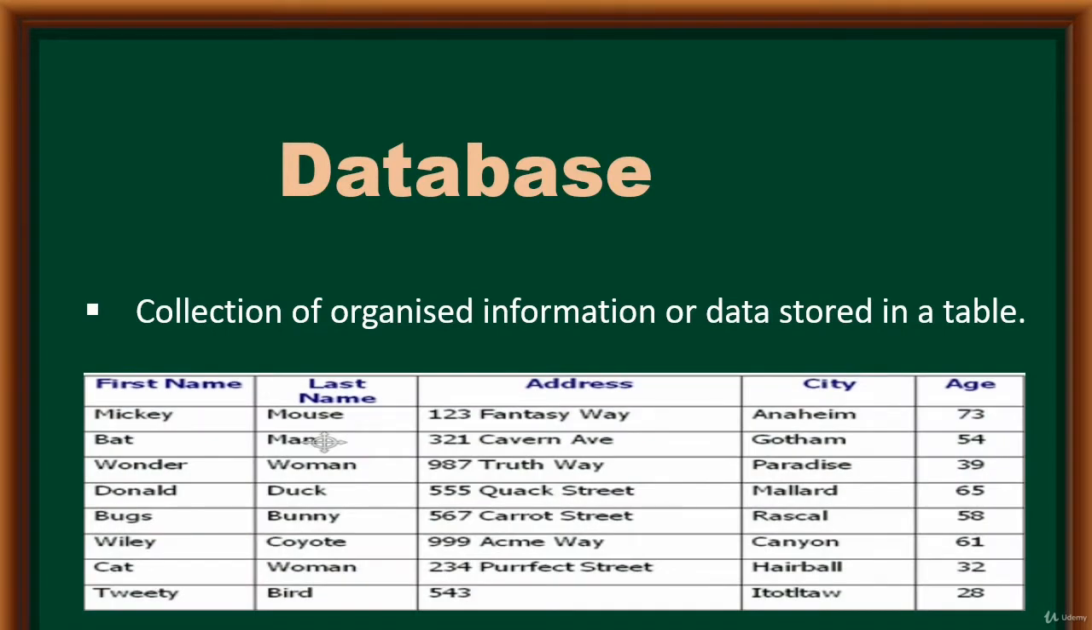So this is a basic illustration of a database. A database stores information or data in a table. So this is basically a table, and a table consists of columns. The columns are the ones across in blue, and it also consists of rows. These rows are known as records. So each record is unique in a table.